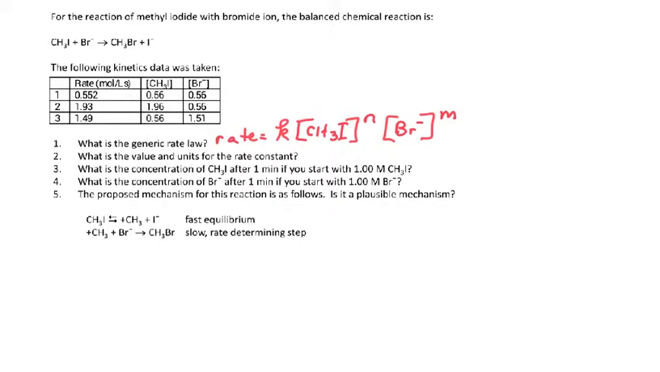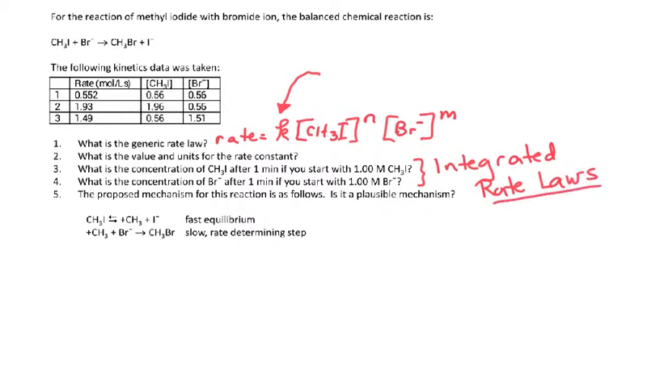What is the value and the units for the rate constant? That's the rate constant right there, k. After we get the orders of the reaction, we can plug things in to figure out what the rate constant is. And then from there we can go on to the concentration after a certain amount of time. That's the integrated rate laws because time is involved. You can't jump to the integrated rate laws until you know what the order of the reaction is, because they're different for each order of the reaction.